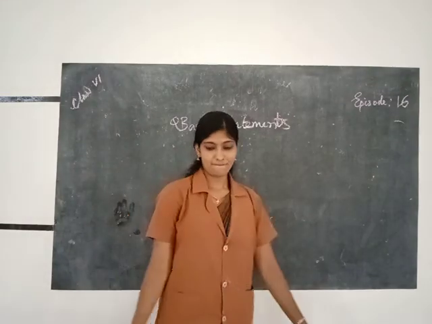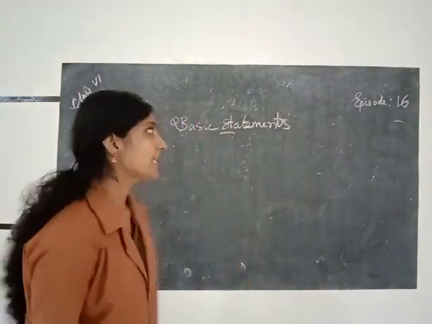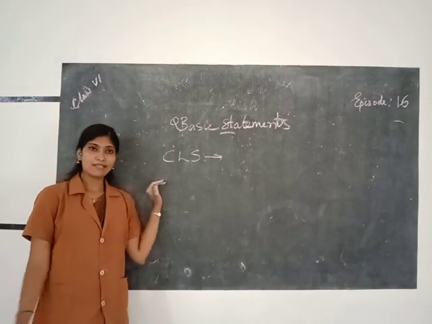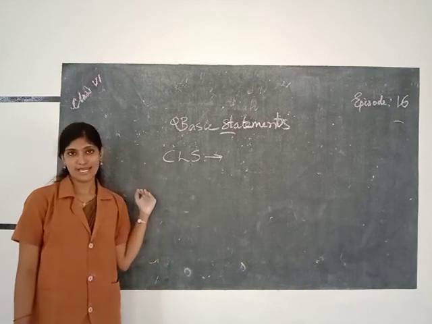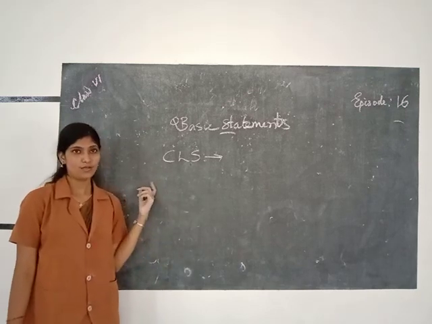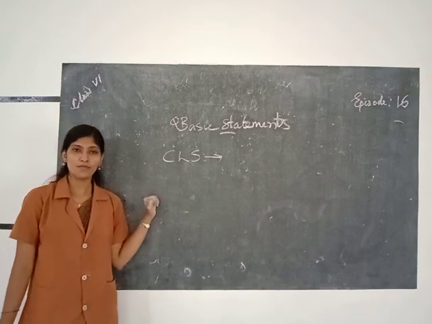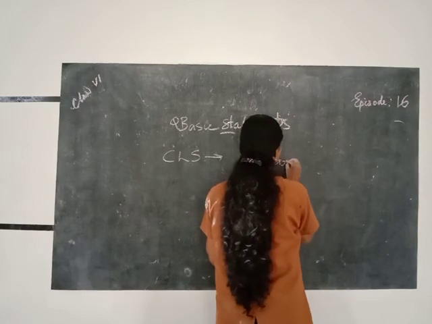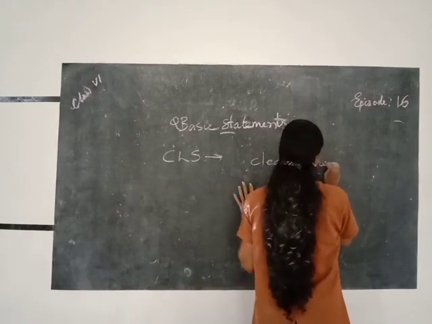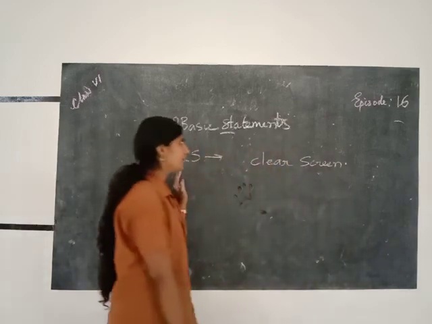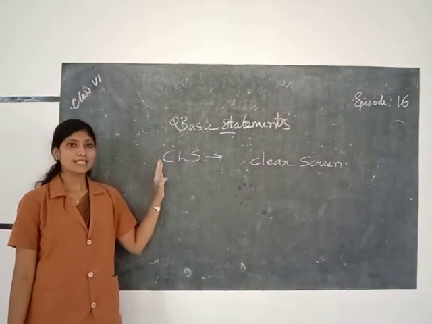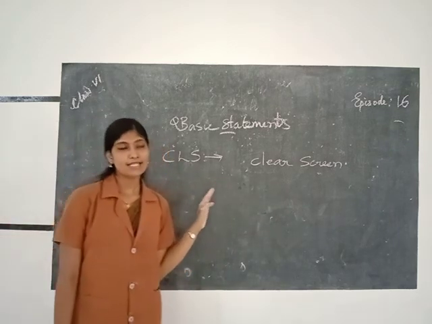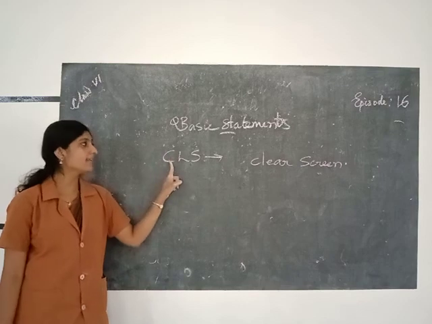Okay. So the first one is CLS. CLS means after writing the code, we need to erase the statements to add new instructions. So we need to clear the screen. CLS indicates clear screen. So the first command used in QBasic is CLS. CLS, clear screen.